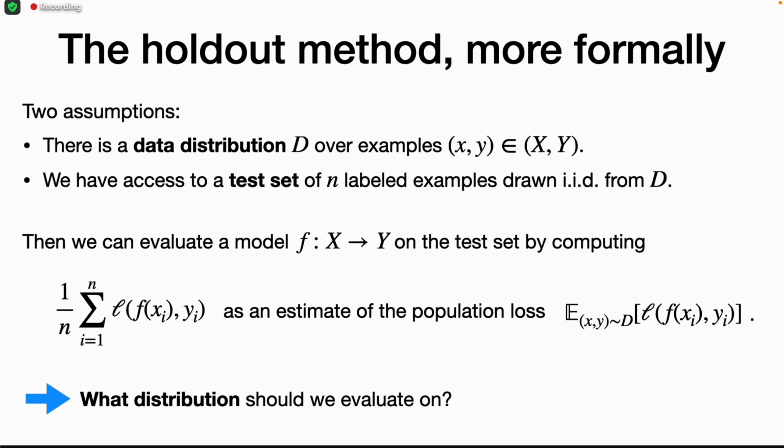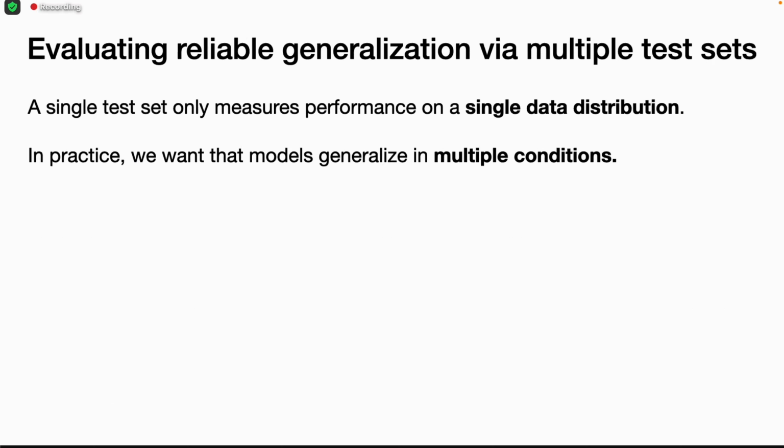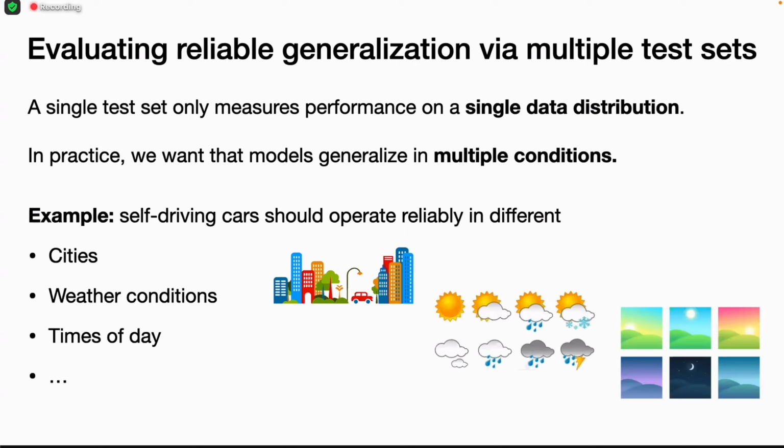And this is actually a really challenging question for a variety of reasons. And one is that a single test set often can't answer this question sufficiently. So if you have a single test set, you're only measuring performance on one specific data distribution. And in practice, what we often want is that the model should generalize reliably in a variety of different conditions. For instance, if we have a self-driving car, we want to make sure that it's not only driving well in expectation across the US, but it should drive well in every individual city that we deploy our self-driving car service on. The same is true for different weather conditions, time of day, and so on.